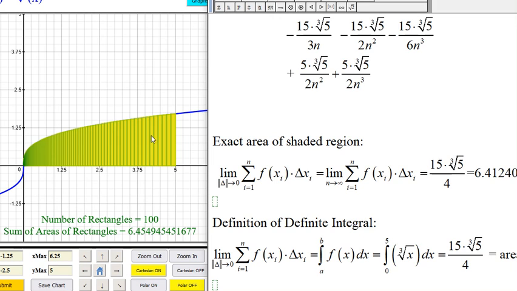When the shaded region was filled with 100 rectangles, we got about 6.45. But the exact answer is 6.4124. And so as the number of rectangles increases, then this number right here, the sum of the areas of the rectangles, will approach the 6.4124.